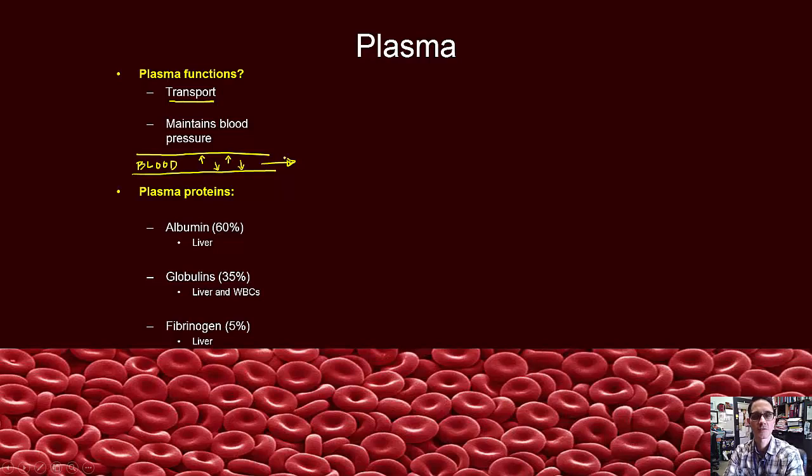If you didn't have pressure, for example, in a garden hose, if there was no water pressure in the hose, water would not move through the hose. And the same holds true for your blood vessels. So one of the major things that plasma does is it helps maintain blood pressure. So how does it do that?